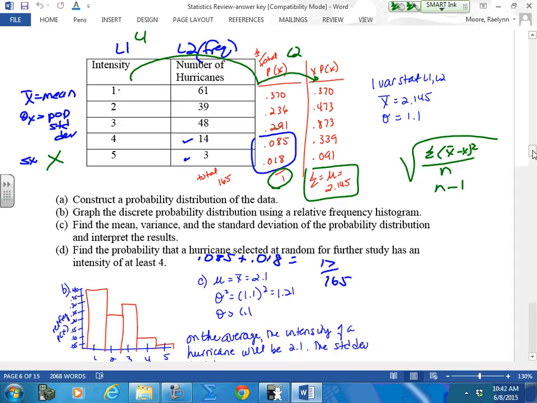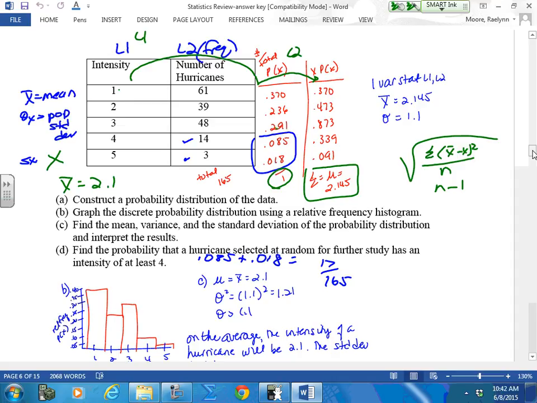How we interpret this, when your mean comes back to be 2.1, it's kind of like when you get your average of your test scores. You have 10 tests, your average comes back to be 86. The average of all 10 tests is an 86. It's like your prediction. You will probably get an 86 on the next test, thereabouts, to keep that average up.